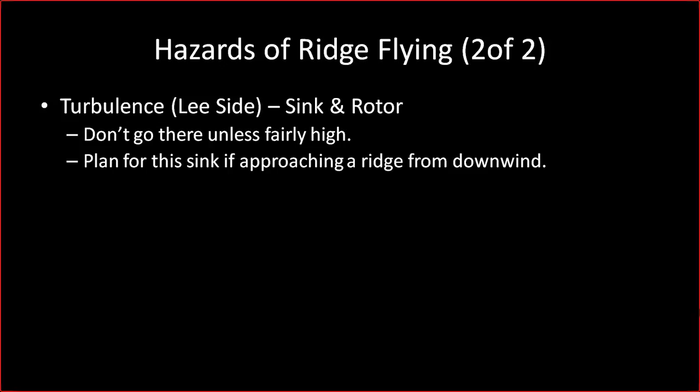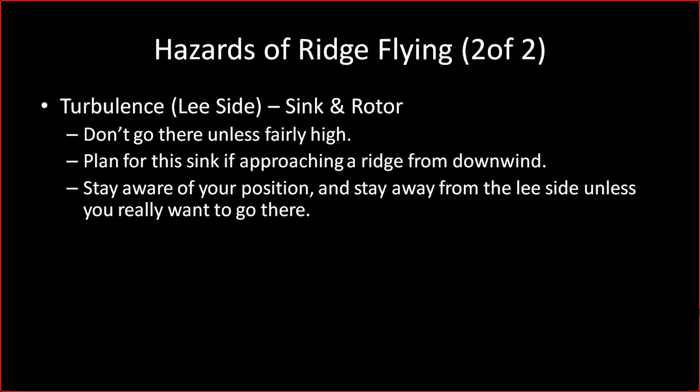Because I've done it in Condor a few times, and it's a sick feeling when you're approaching a ridge from downwind and think you have it made, and then in that last half a mile, the bottom falls out in the sink, and now you can't make it. So now you have to turn around below ridge height, fly away in sink and rotor. So be very careful when you're trying to cross a ridge from downwind, and always have an out. Build in enough altitude to make it, but have a plan B in case you get there and realize you can't make it.